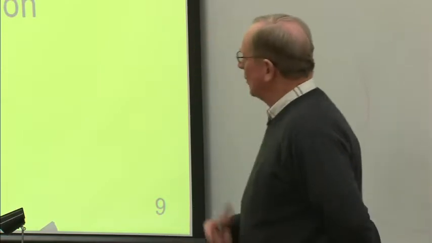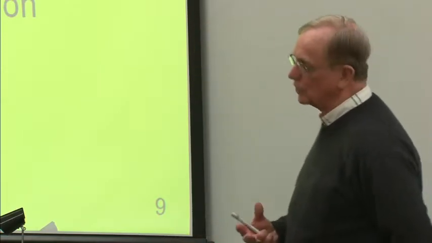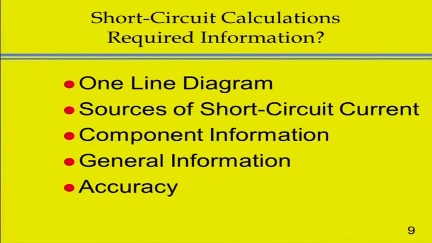So, in order to do short circuit calculations, we have to first start out with a diagram of the electrical system. And normally to do these, we only do one line. We represent all of the conductors with one conductor. And then on that, we place all of the sources of short circuit current, any motors, any inductors, transformers that may also supply current to the fault.